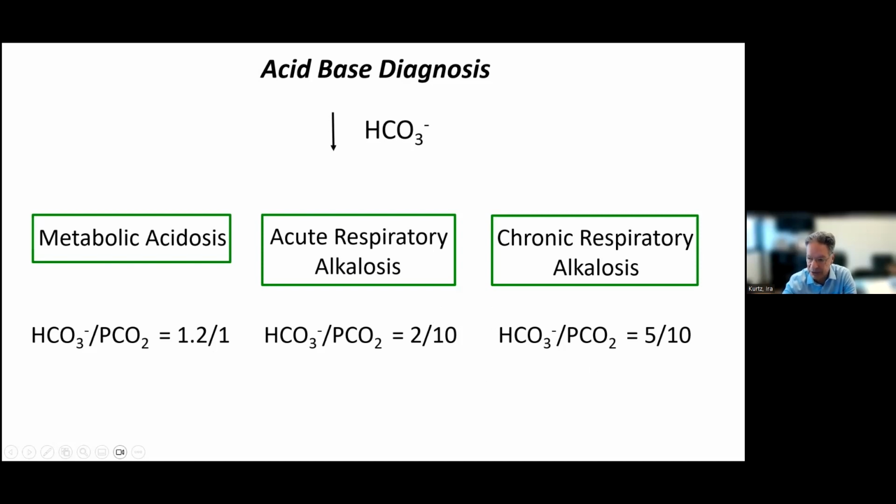So 2-to-1. So these two can be differentiated very easily. This is around 1-to-1 and this is 2-to-1. If you see 2-to-1, it cannot be a compensation for a metabolic acidosis. The PCO2 has fallen twice with the bicarbonate.